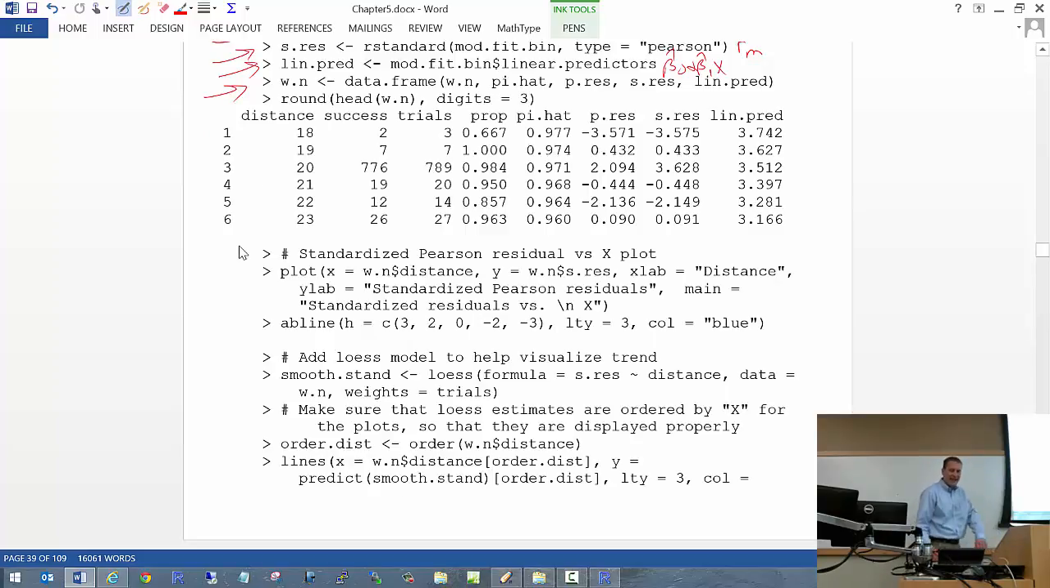So for example, at 18 yards, I have 2 successes out of 3 trials. My estimated proportion is 0.667. But my model says the estimated probability of success is about 0.98 there. Wow, you're way far off. Take a look at the Pearson residual and the standardized residual. It's outside of our plus or minus 3. But I'm not really concerned about it, because I know a normal approximation is not going to work well here.